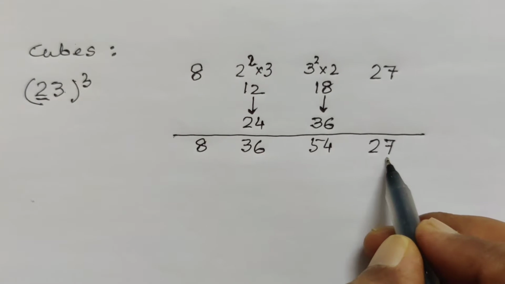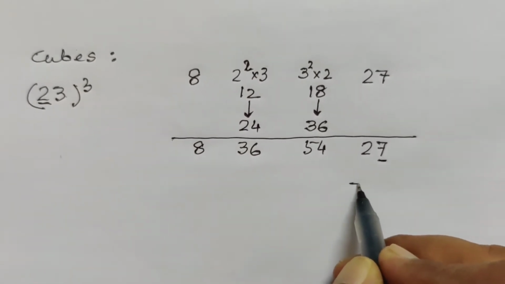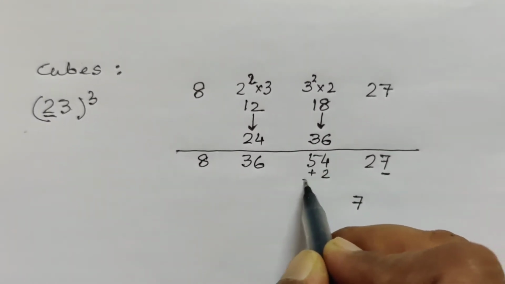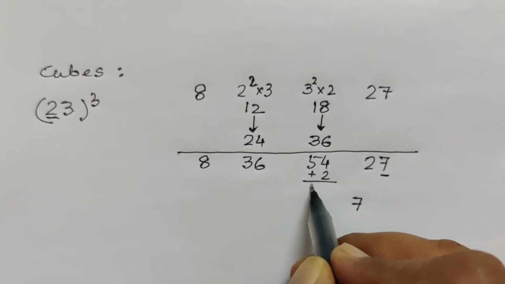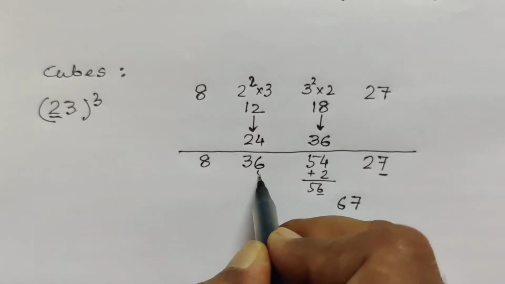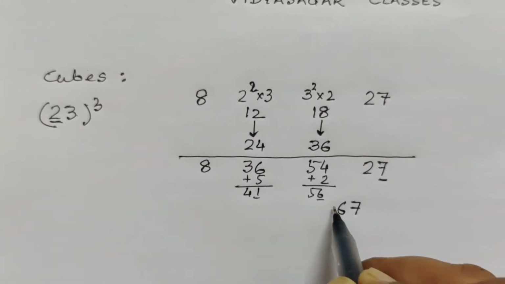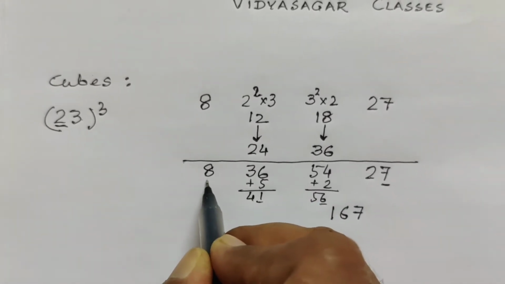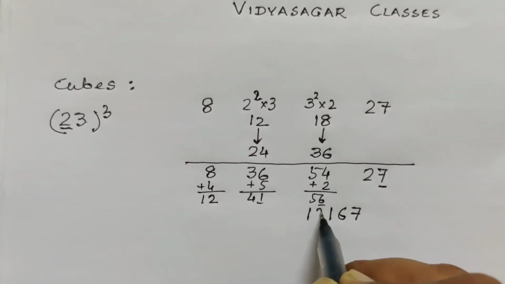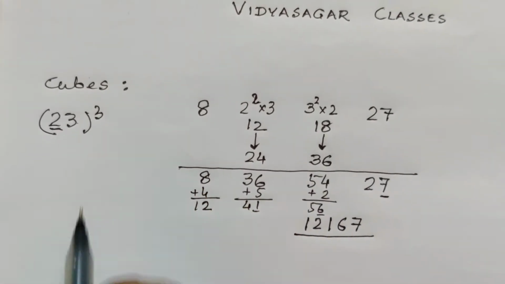Now what to do? Only write the units digit over here and carry on the next. So 7 is over here. Carry on this 2 over here. Add it. So this is 56. Write 6 over here. Carry on 5. 36 plus 5 is 41. Write 1 over here. And then add this 4. 8 plus 4, 12. So 12167 is the cube of 23.